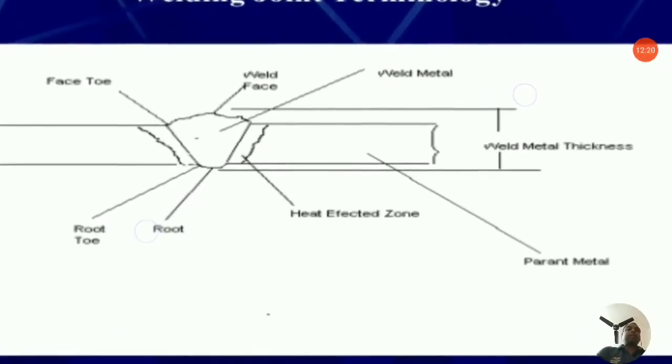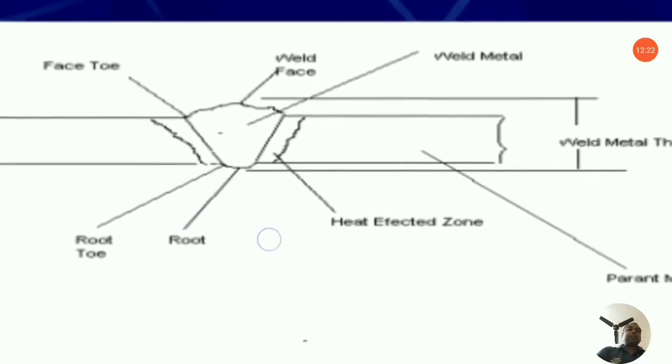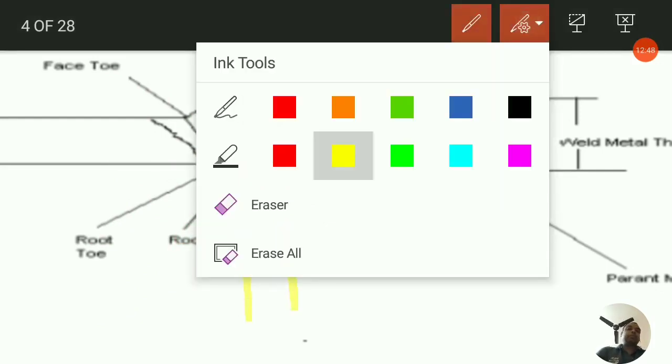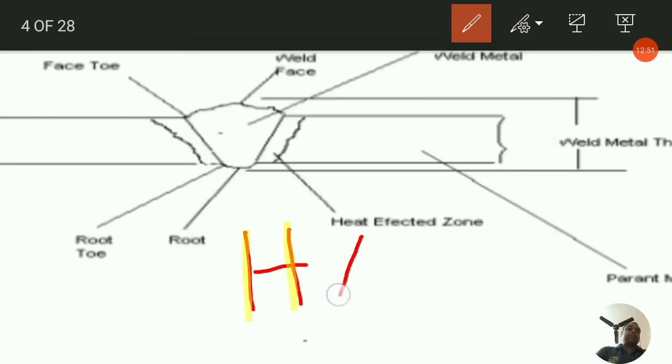Now coming to the welding joint terminology, there is a typical diagram. Here you can see this is the parent metal, this is the parent metal, and this is the welded metal. Okay. Now the upper portion is known as the face, the lower portion is known as the toe. So here you can see weld face, this is the face toe, this is the root toe, this is the root. Okay. Now heat affected zone, that is very important, so I'll just write it as HAZ.